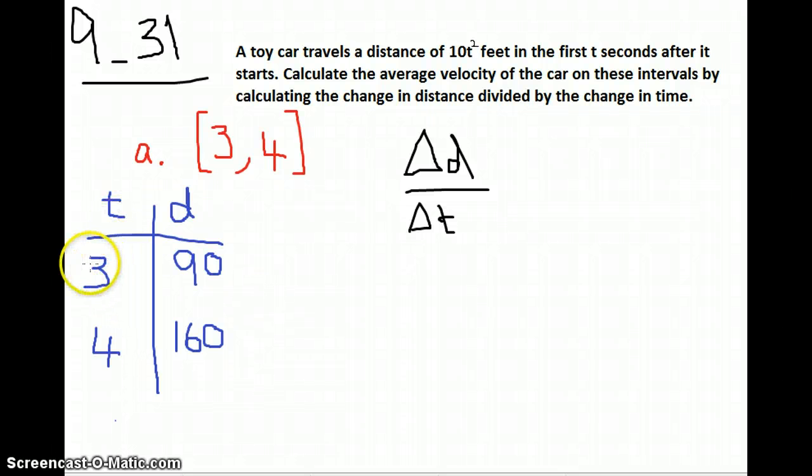So if the time is 3 seconds, what is the distance? Well, use the formula. And I made a table for you right here to help you out. If the time is 3 seconds, 3 squared is 9, and 9 times 10 is 90, right? And if the time is 4, I'm calculating on this interval from 3 seconds to 4 seconds, 4 squared is 16, and 16 times 10 is 160.